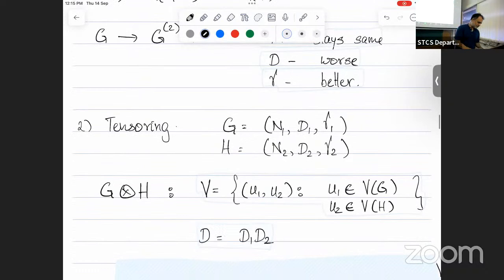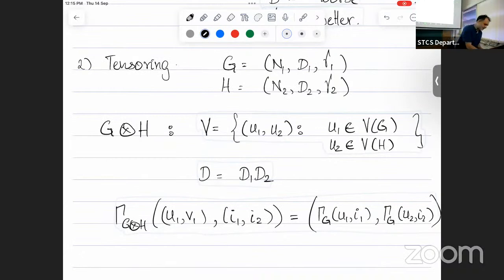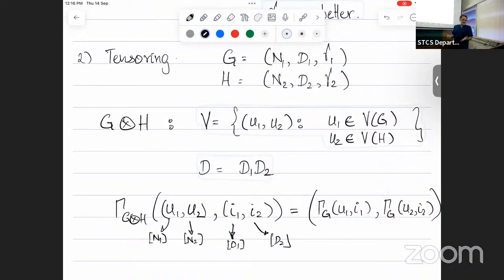So the degree is going to be D1 times D2, and we have the I1, I2-th neighbor, where I1 is in D1 and I2 is in D2. This U1 is something in N1, and this U2 is something in N2. I wrote V here by mistake; let's call it U2. The new pair you land in is the I1-th neighbor of U1, comma, the I2-th neighbor of U2. It's as if you took a parallel step in both of these.